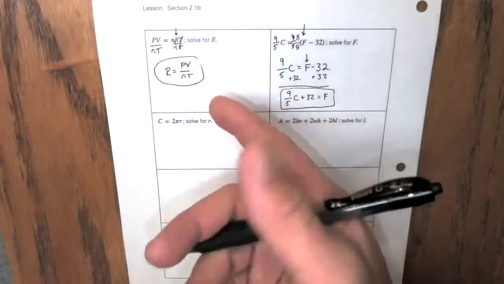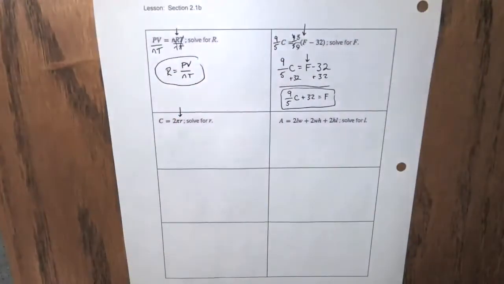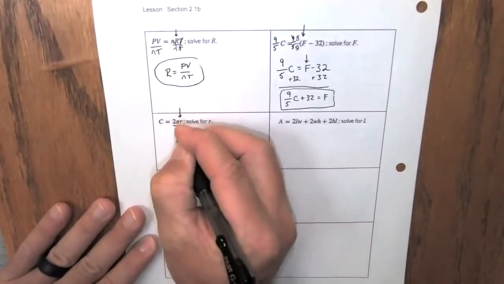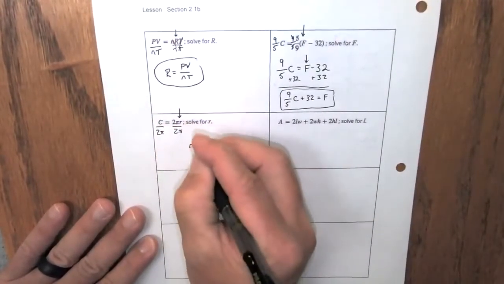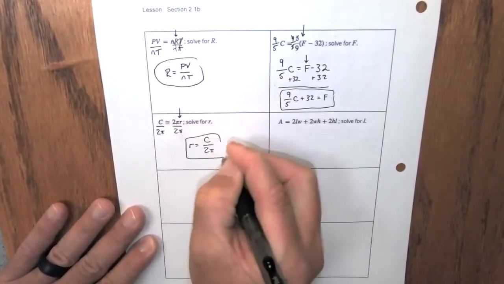Okay, this one should be very much like the first one. If I'm solving for R, what do I do with the 2 and the pi? Divide it. Since I'm multiplying, I divide. So I'm going to divide both sides by 2 pi. And I have R by itself. So R is equal to C over 2 pi.